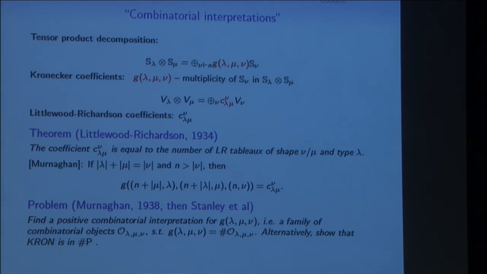There are only some really special cases that are known, and I'm not going to list them here. Is it obvious why they're in GapP? No. You have to employ some formulas. It doesn't follow from this, especially if your input is in binary. If these partitions are given in binary, this is absolutely not obvious. Maybe if you were in unary, then it would be.